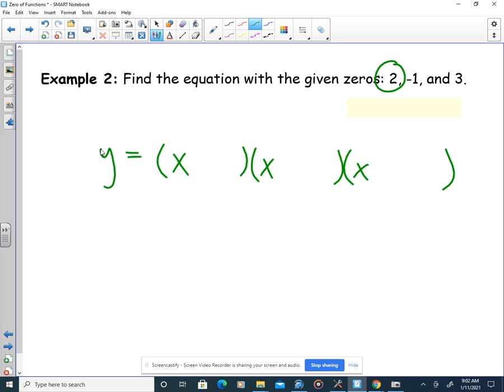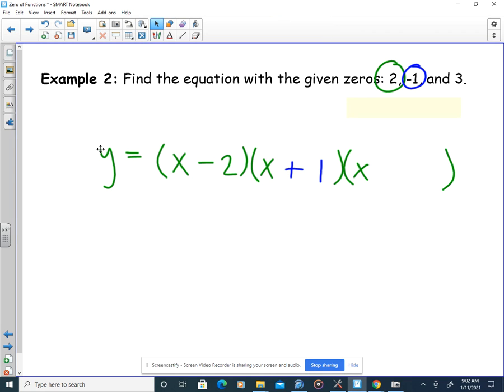So 2 plus what number makes 0? Negative 2. My first factor is x minus 2. Now let's do our second factor. Negative 1 plus what number gives you 0? Positive 1. So our second factor is x plus 1.